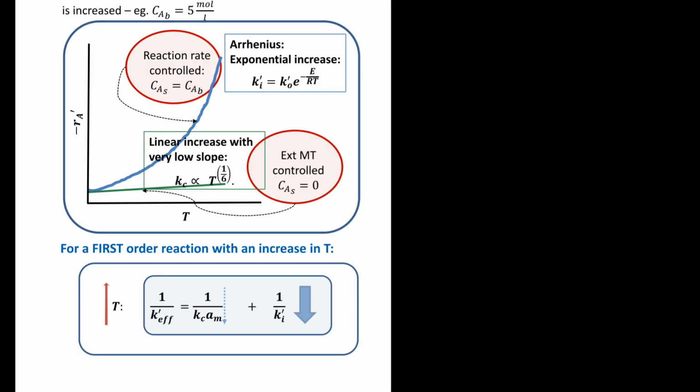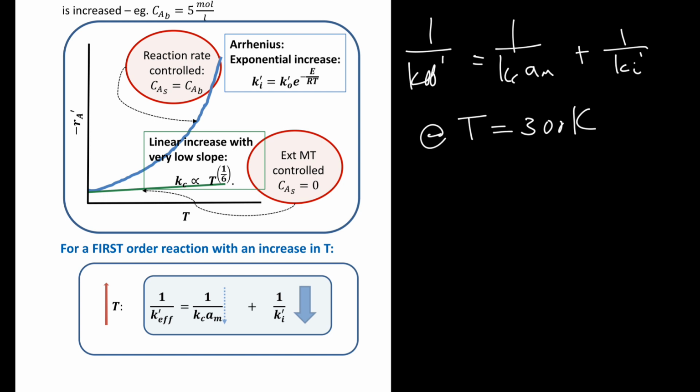The implications of this is with an increase in temperature, these two resistances do not behave in a similar fashion. With an increase in temperature, the resistance to external mass transfer and this rate constant will remain relatively constant, whereas this rate constant will increase exponentially, and therefore this resistance will decrease exponentially. So the effect on my overall resistance or on my overall rate constant due to external diffusion will increase as I increase the temperature.